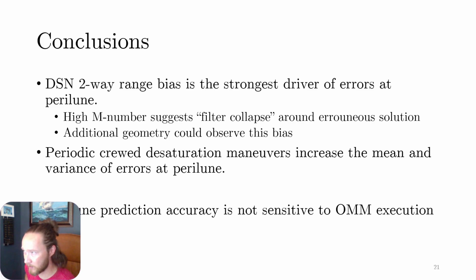The range bias is our strongest driver. We call that filter collapse because that bias is unobservable. The crewed desaturations increase the mean and variance of errors at Perilune. And then the orbit maintenance maneuver execution errors, assuming we do have that pass 2, the prediction accuracy at Perilune is not very sensitive to that.